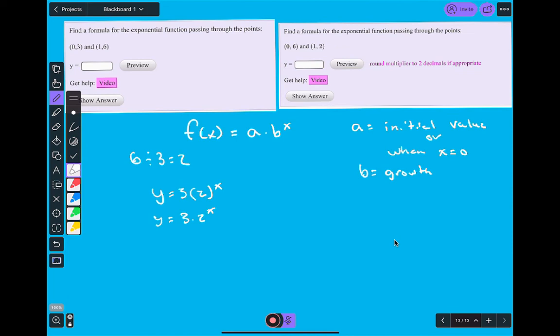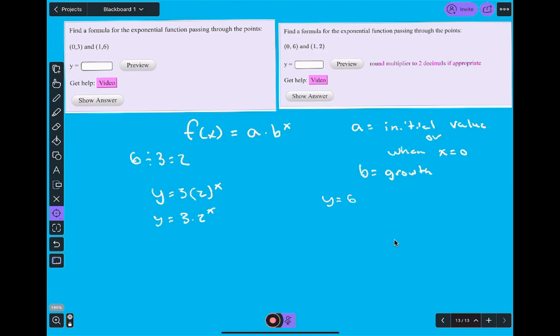Now let's look at the other one. Like we already said, my initial value is 6 for this one, so I'm going to start off with the equation y is equal to 6. And then I have to figure out what I'm going to multiply 6 by to make 2. Well, it's got to be a decimal or a fraction, because 6 times a whole number bigger than 1 is going to be bigger than 2.